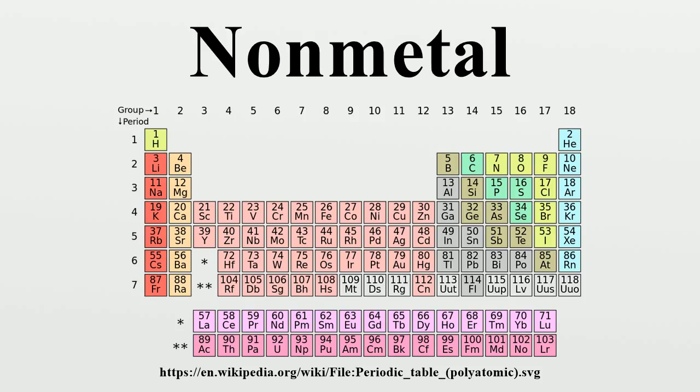Although 5 times more elements are metals than nonmetals, 2 of the nonmetals, hydrogen and helium, make up over 99% of the observable universe, and 1, oxygen, makes up close to half of the Earth's crust, oceans and atmosphere. Living organisms are also composed almost entirely of nonmetals, and nonmetals form many more compounds than metals.